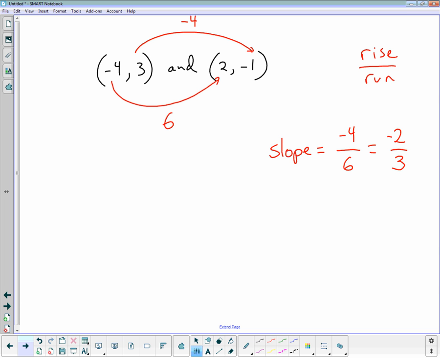Okay, you got to be able to play with a number line. You got to be able to reduce a fraction. That's it. Let's do some more.